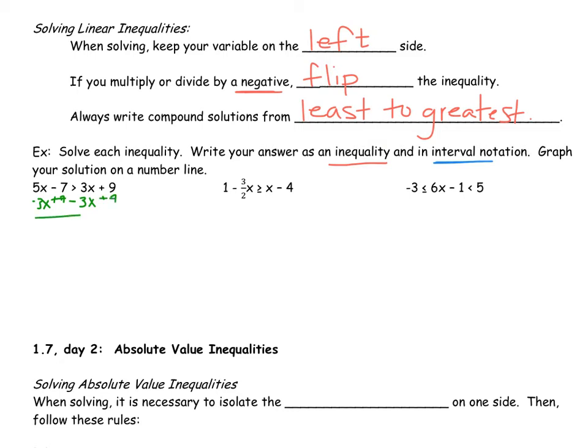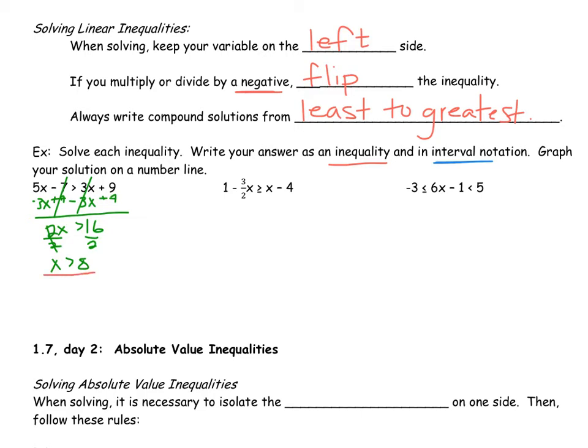Save some space. So the 7 cancels. 5x minus 3x is 2x. The 3x's cancel. 7 plus 9 is 16. Last but not least, divide both sides by 2, and we get x is greater than 8. That is your inequality answer.